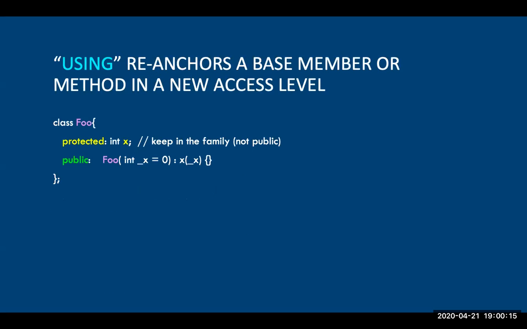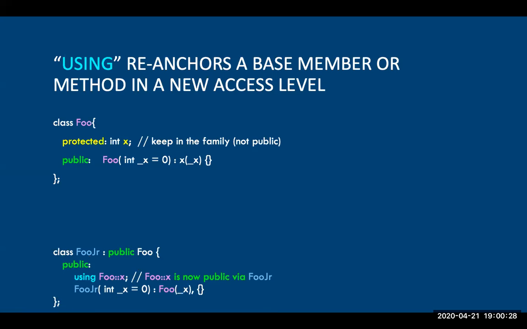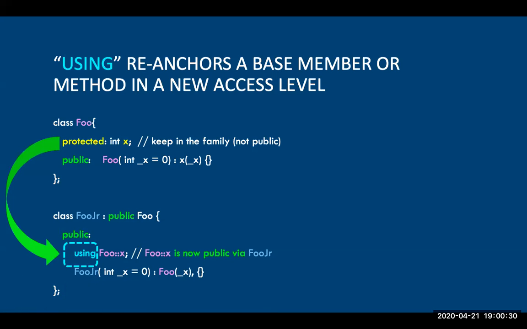So here's how we would do that. If we have a base class Foo that's protecting X, that means we're going to keep it in the family, right? Foo Junior can have it, but it can't be accessed publicly through an instance of Foo Junior. But Foo Junior can introduce this using inside of its public region.